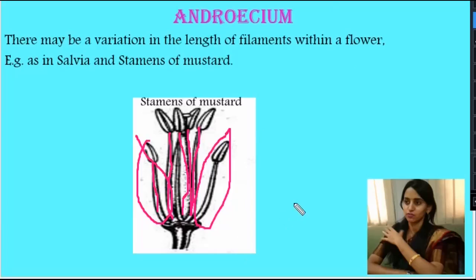This is about the male reproductive part of the flower, that is Androecium. So here you need to remember all the terminologies, that is epipetalous, epiphyllous, polyandrous, then monodelphous, diadelphous, and polyadelphous.